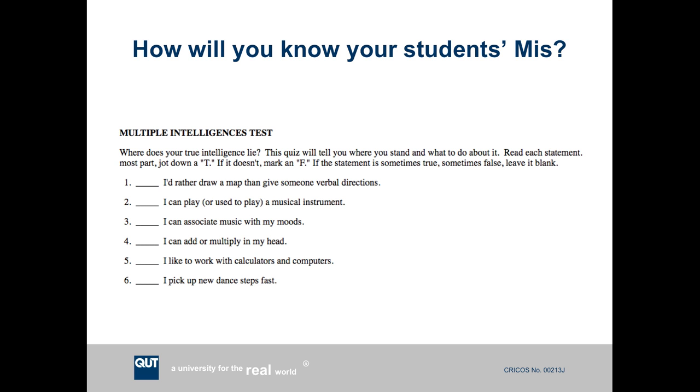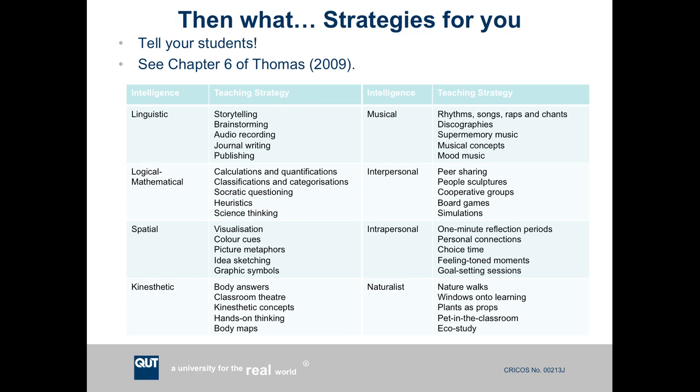So how will you know your students' multiple intelligences? There are some really basic tests that we can give our students. You could certainly, even on your prac, give your students a quiz like this where they just mark down true or false in response to the statements. And then you tally them up and it gives you a sense of, I think it goes in numbers, so you can look at the numbers and see which intelligences they're strongest at. So once you have the information about what their intelligences are, tell your students.